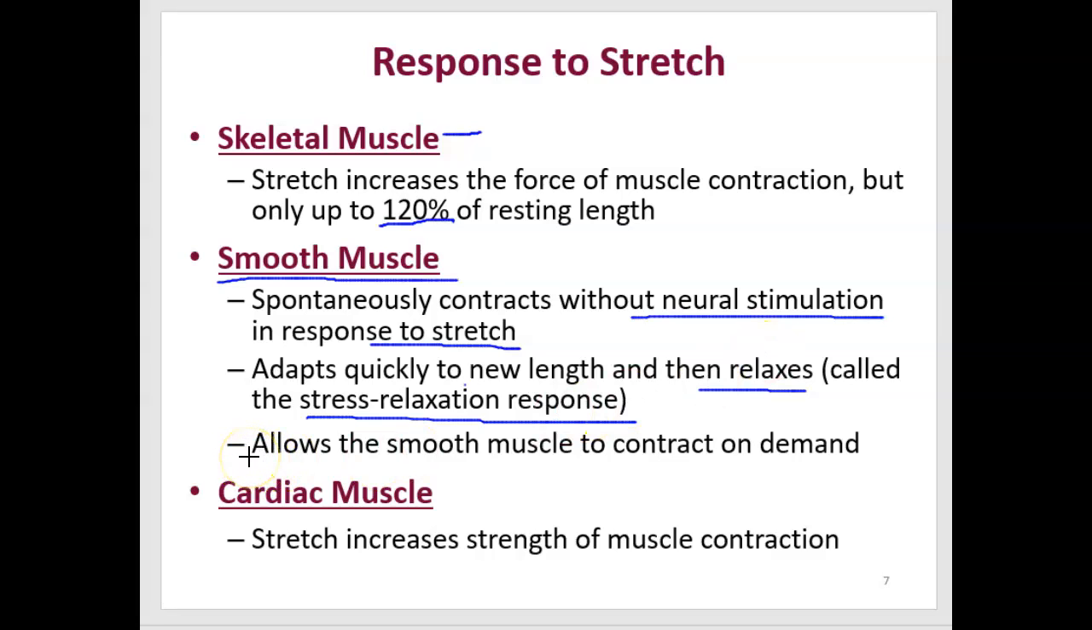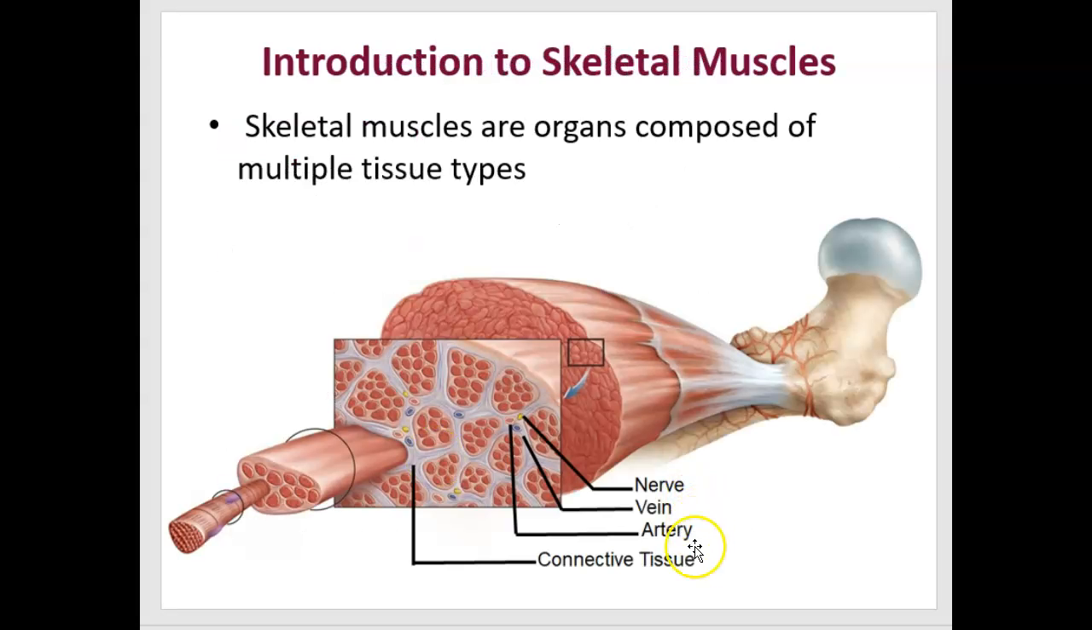So this is an ideal characteristic of smooth muscle, because we only need smooth muscle to contract at certain times on demand, and we're not even aware of it, like when your bladder fills, for example. Cardiac muscle also increases its strength of contraction in response to stretch. So that's an overview of how the different types of muscle tissues vary and how they're similar. For the rest of the unit, we're going to focus on skeletal muscle tissue only.